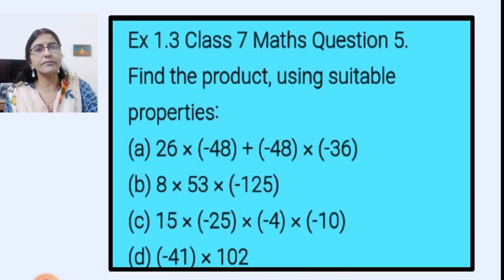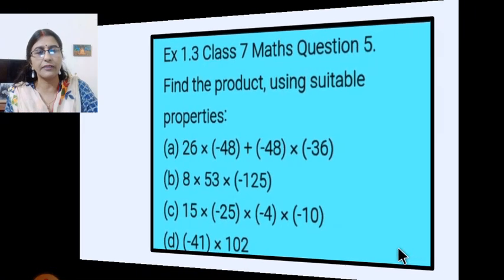Next is exercise 1.3 only, question number 5. In this we have to find the product using suitable properties. So these are the 4 questions given. We have to follow certain properties. You have learned about all the properties. Following those properties, we are going to solve and find out the product. So let us see how to solve it.